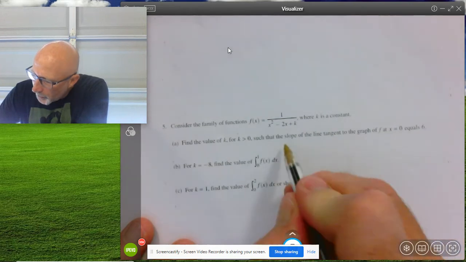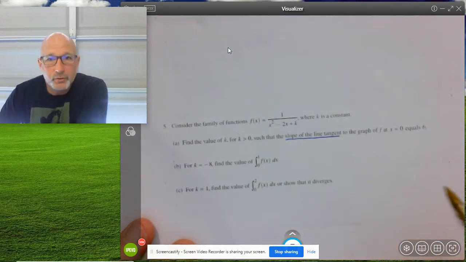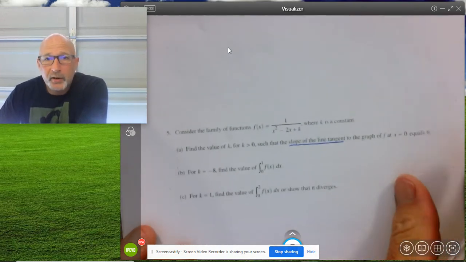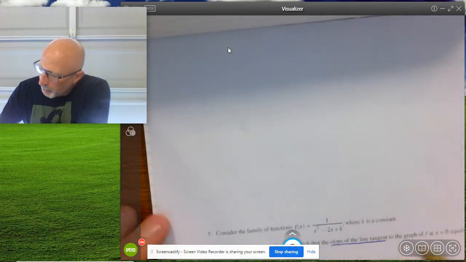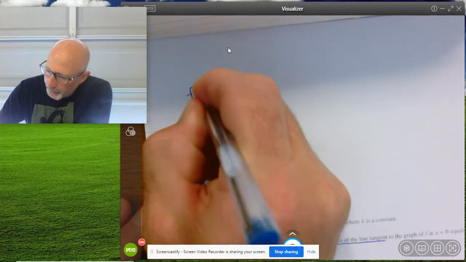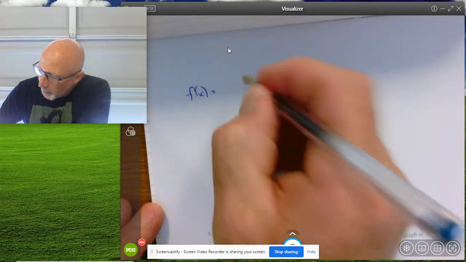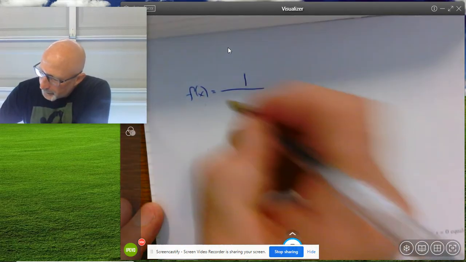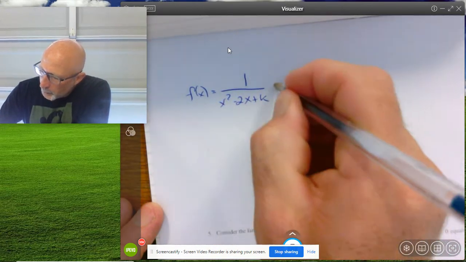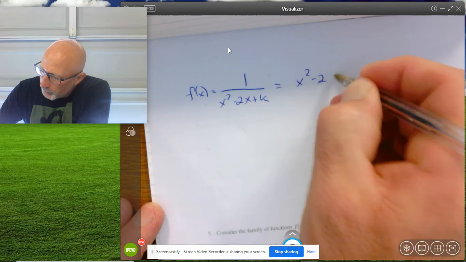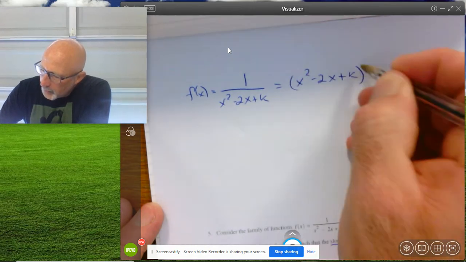So slope of the line tangent, that implies that it's the derivative. Okay, so I'm going to go ahead and take the derivative of this thing. I'm going to go all the way up here. So I have f of x is equal to 1 all over x squared minus 2x plus k, which is equal to x squared minus 2x plus k to the negative first power.